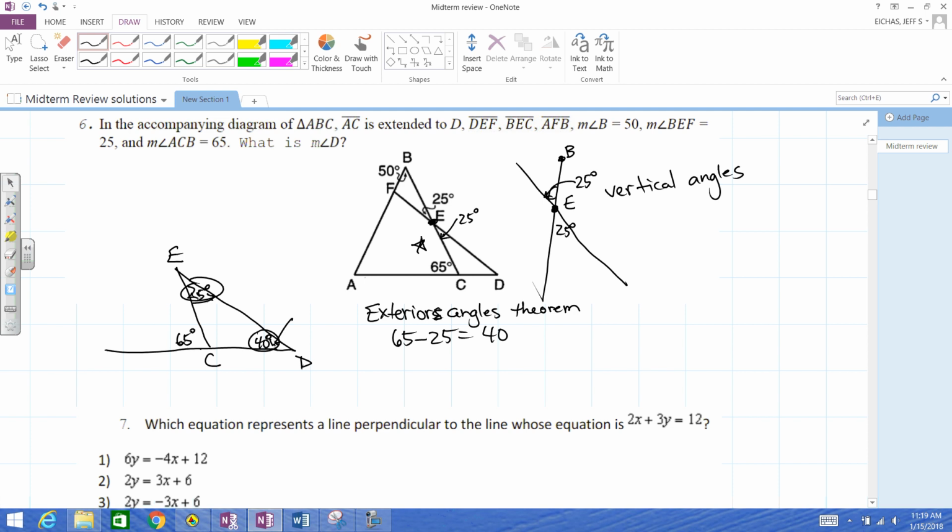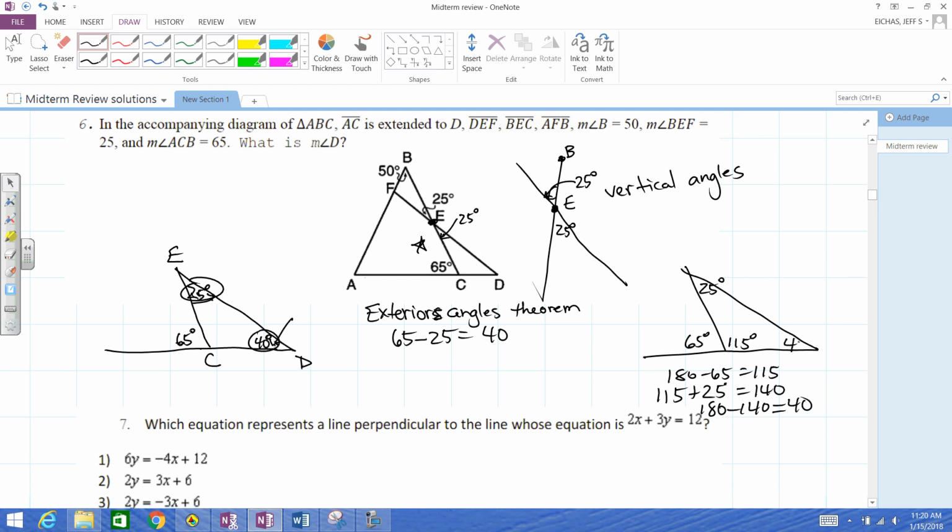How would most of you probably do this? My guess is instead you'll probably get the 65, then do 180 minus 65 to get 115 here. Then, of course, we'll add 115 and 25, and 180 minus 140 equals 40. That's just using linear pair and angles of a triangle add to 180. Both work, just one's probably more efficient than another. All right, so I'll stop this video and pick up the rest on another one.